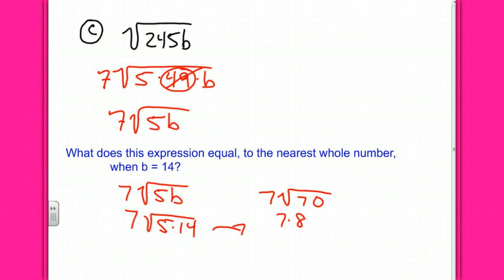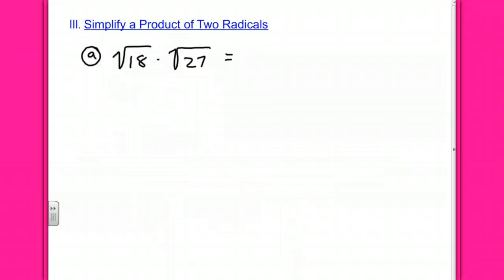7 times 8 is 56. Why do I have the 7 here? I said 7 times 8. Why did I say the 7 there? Do you know why? Do you all know why? The square root of this number here became 8, but we still had a 7 outside the radical, right? So we had to bring that down and multiply. So the closest whole number that this is to is 56.